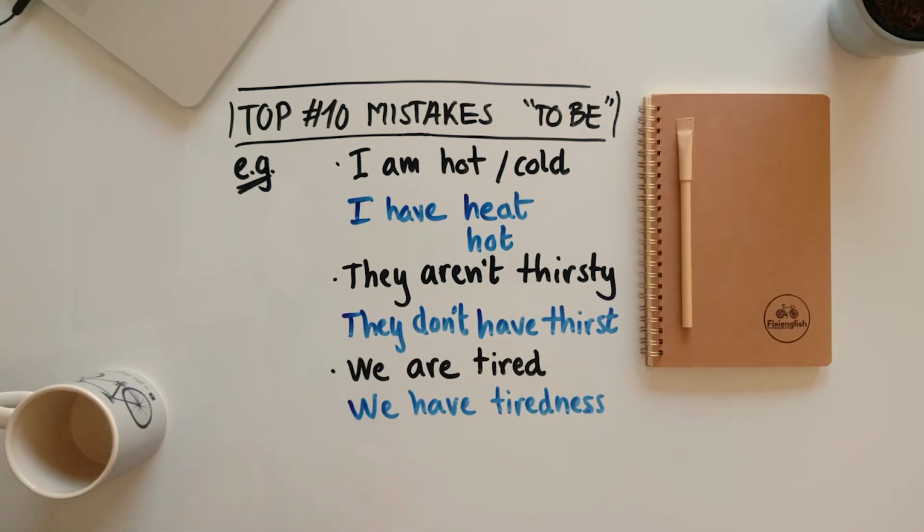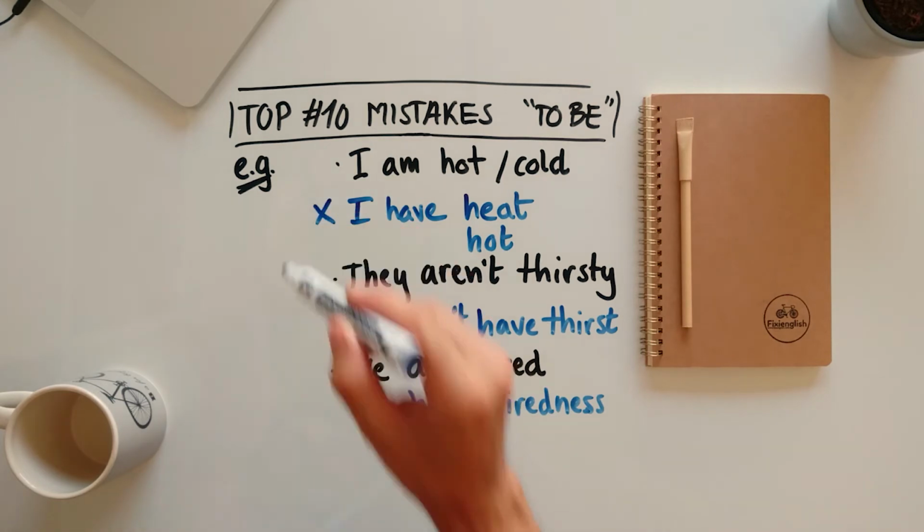Well, you could say, for instance, I am hot or I am cold. But you would never say I have heat, or even less, I have hot. This would be wrong in English.